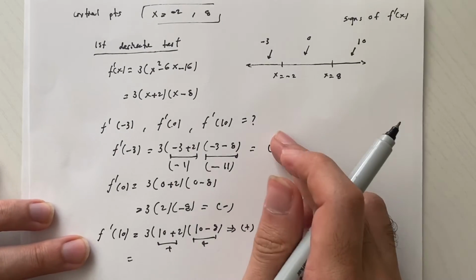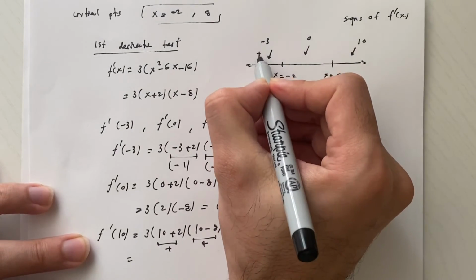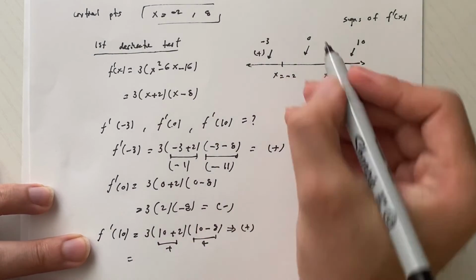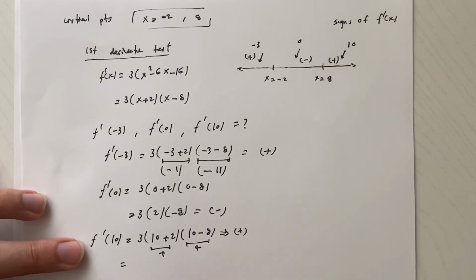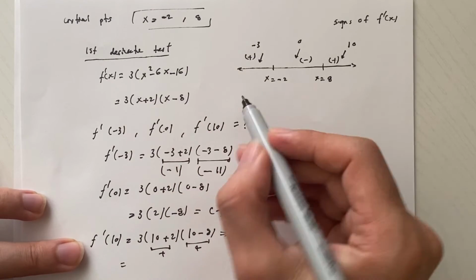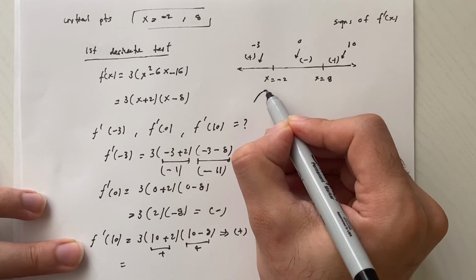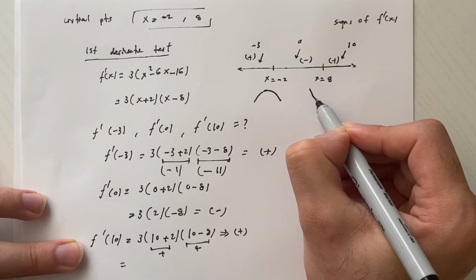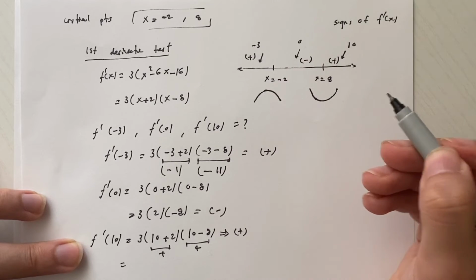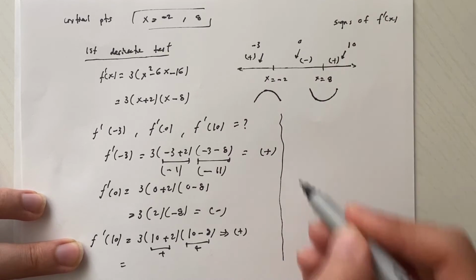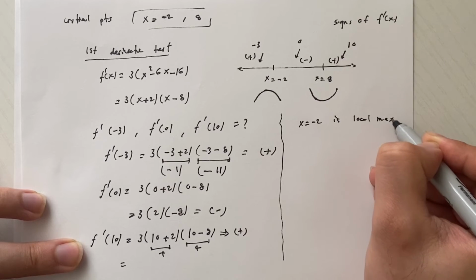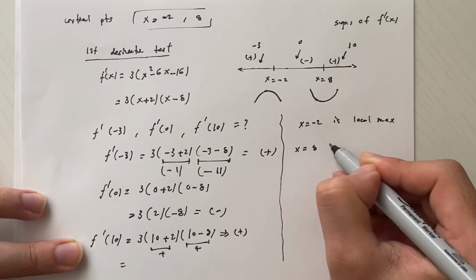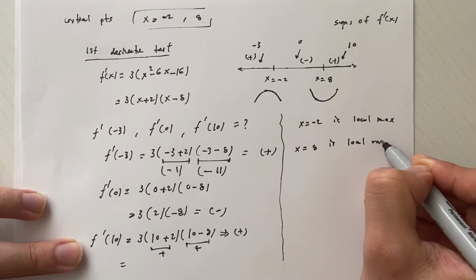So now I'm going to put these onto our number line, and at 10 it's going to be positive. What we notice is that at x equal to minus 2, the derivative goes from positive to negative, and at 8 it goes from negative to positive. That means at x equal to minus 2 there is a local maximum, and at x equal to 8 there is a local minimum.